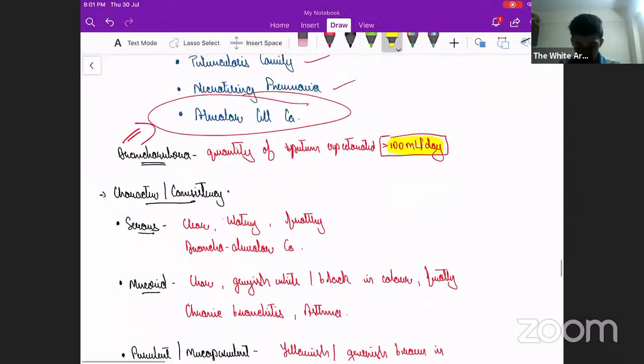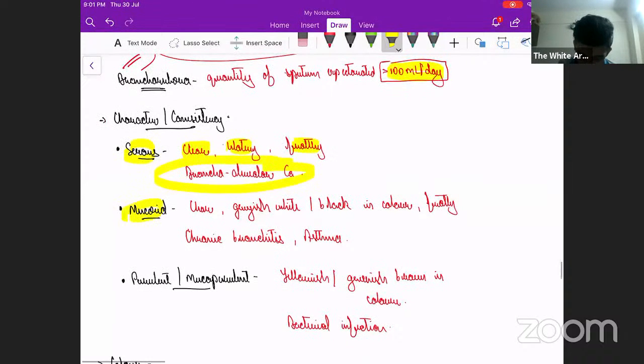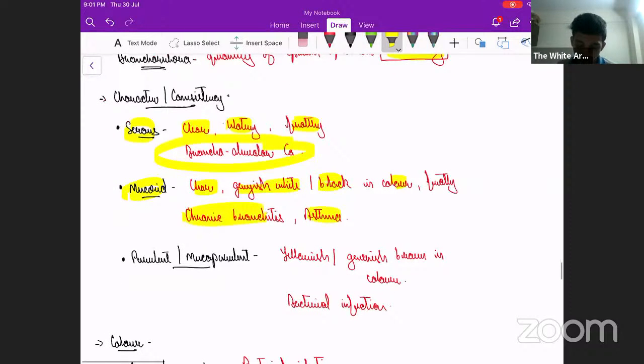So next is character and consistency. So if it is serous, it is clear, watery, frothy in nature, usually seen in bronchoalveolar carcinoma. If it is mucoid, again, it will be clear, grayish white or black in color and frothy. This is seen in chronic bronchitis, asthma, and all these things. Then finally coming to purulent and mucopurulent. This will be yellowish or greenish brown in color, usually secondary to bacterial infection.